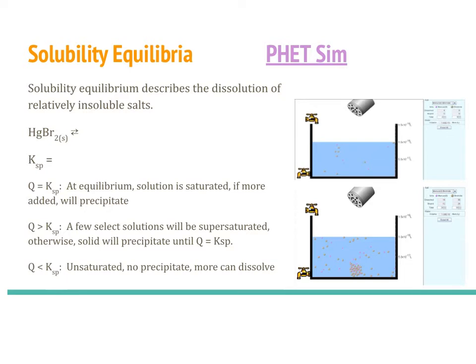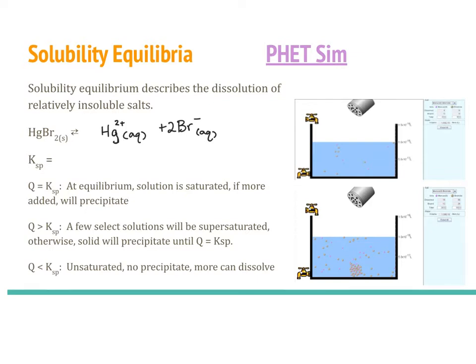So far we've learned that solubility equilibrium describes the dissolution of relatively insoluble salts. We've been looking at one example in the simulation, which is mercury(II) bromide, and when it dissolves in water, the solid breaks down into one mercury ion, that should be aqueous, and two bromide ions, each with a -1 charge. So each mercury bromide that goes into water, you get 3 particles out of it.